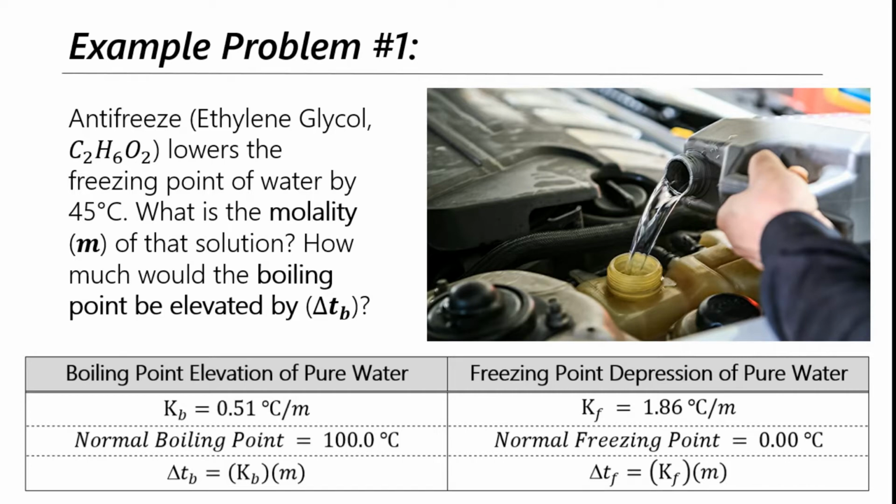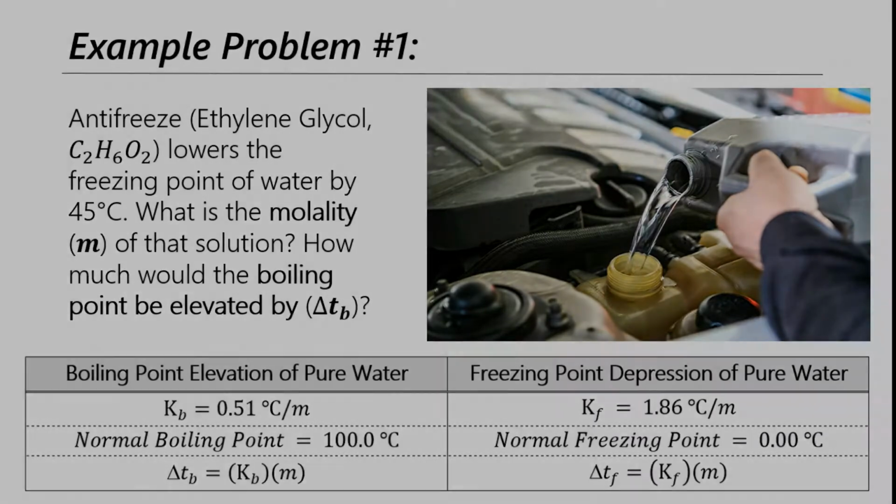Okay, so we've got this compound, this ethylene glycol stuff, C2H6O2, that when mixed with water is going to make it harder for it to freeze. We're going to have to drop the temperature more and more and more. So in this case, our change in freezing point is 45 degrees Celsius. That's our delta TF. Okay, we want to figure out what the molality of that solution would be. And we also want to figure out how much the boiling point would be elevated by using that molality.